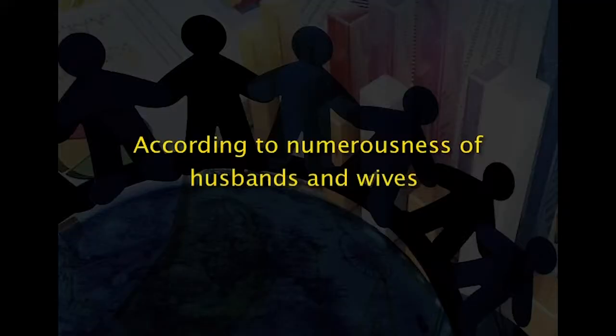The next category according to numerousness of husbands and wives. Polygamous family is the family where a man marries more than one wife. Polyandrous family where a woman is married to more than one man, usually several brothers.